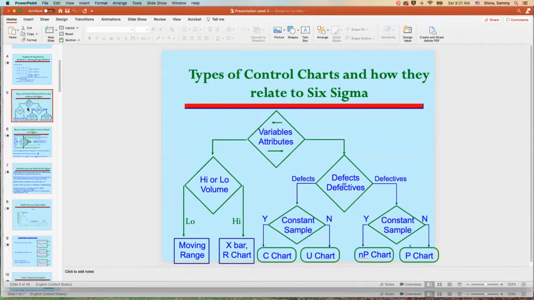So the average of the sample points to the average of the population. They are equal. And the range of the sample points to the variability of the population. And the two are separate. So you could be in control in average, not in control in the range.